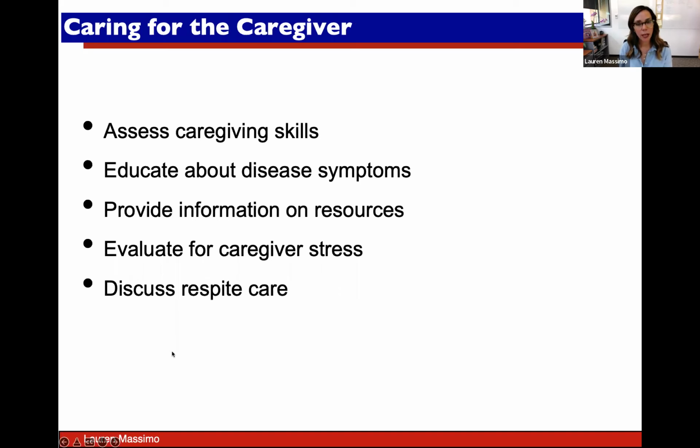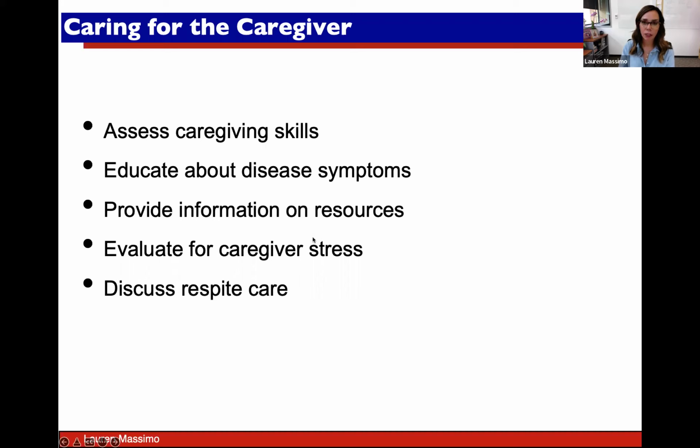So it's important when you're caring for someone with dementia to not only care for that individual patient, but also that care then becomes extended to the caregiver as well. So assessing their caregiving skills. Oftentimes I spend much of my clinic sessions educating about disease symptoms and, again, what to expect as the disease progresses. Providing important information on resources, so things like the Alzheimer's Association, the Association for Frontotemporal Degeneration, area agencies for aging, and the Lewy Body Association are all really terrific resources.